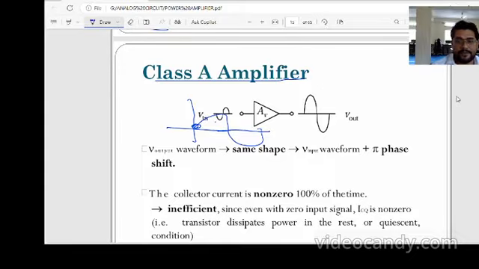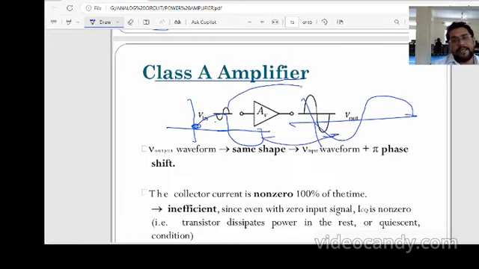Draw the line. This is the amplifier, then reduced, this is just the opposite compared to this, a pi phase shift. Here is also a pi shift. That's why the output amplitude is increased here and the phase shift is pi.